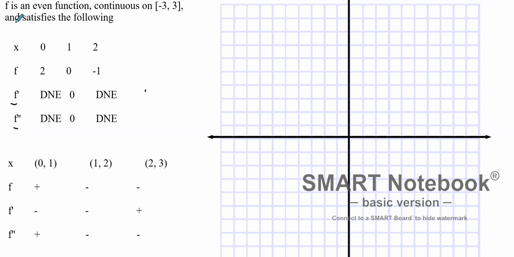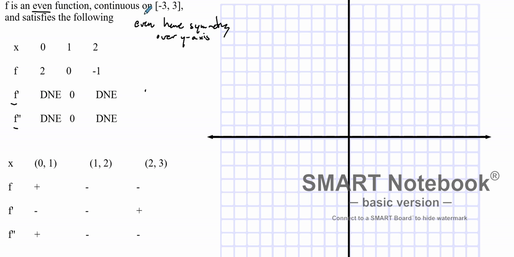So in any case, let's look at this function. We want to graph this. What we know about this function is that it's an even function. If you know about even functions, they have symmetry over the y-axis. Okay, so just a little review of that. If you ever see that, it's symmetry over the y-axis.